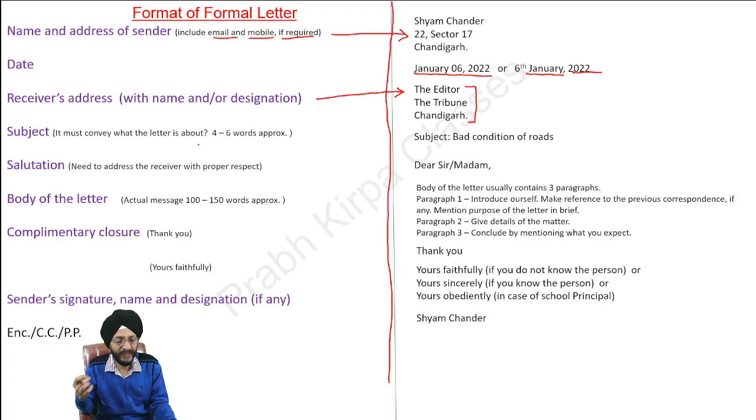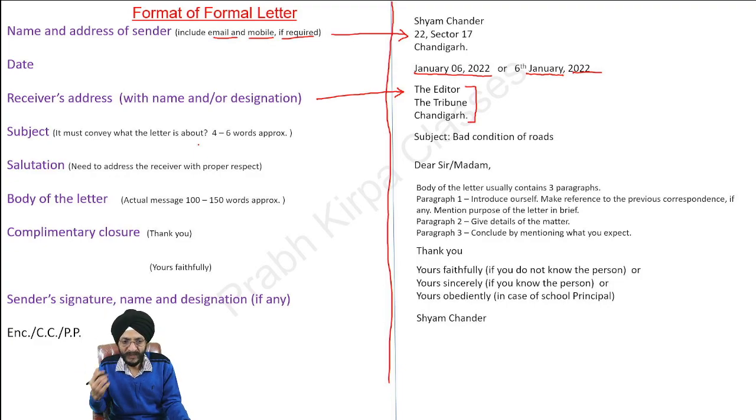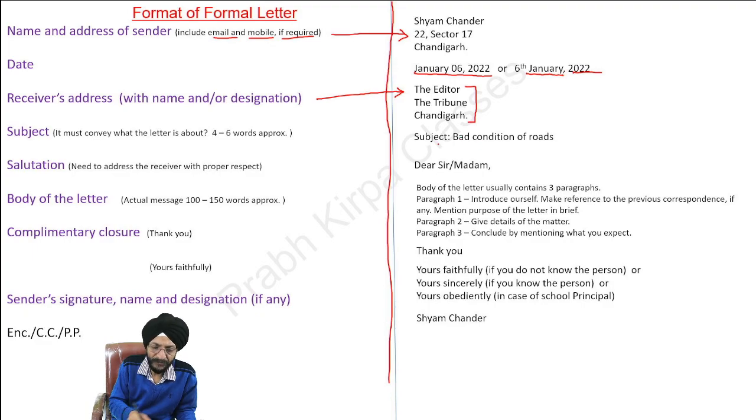The authorities, whether it is the editor of the newspaper or the public authorities, whether it is principal of the school or the commissioner of police or other government organization officers, they may not have enough time to read the whole of your letter. So your subject should be very much clear what the letter is about. So please keep it in mind when you are writing letter that the subject is very important. Now here we are writing a letter to the editor of a newspaper, and we are writing about the bad condition of roads.